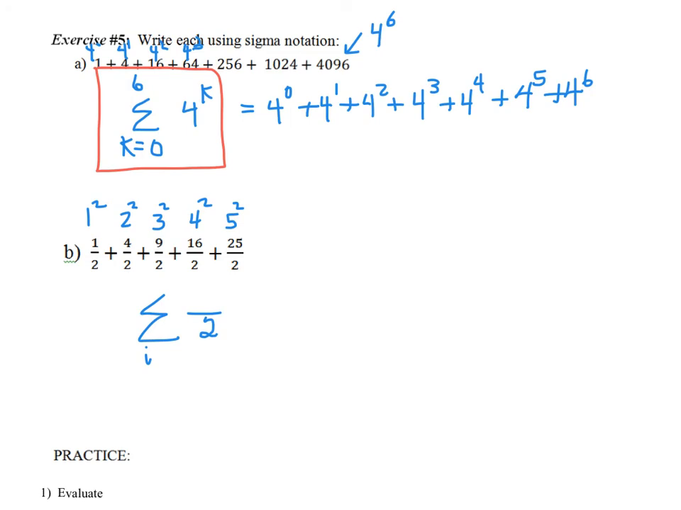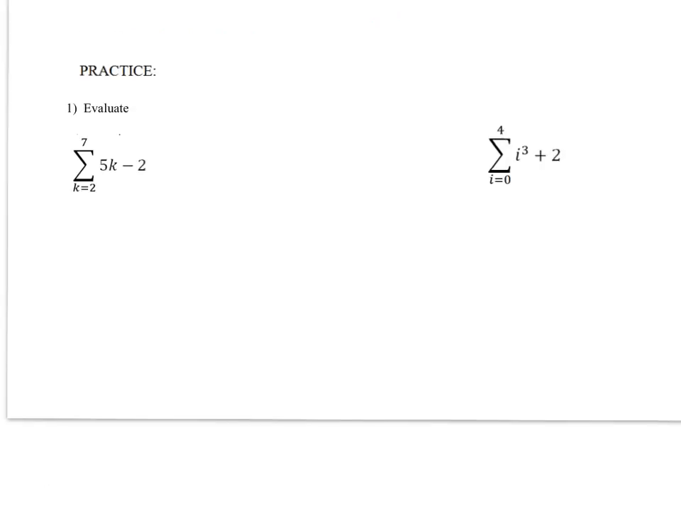So what's changing here is the term that's being squared. So I'm going to call that I. So I've got I squared over 2. I begins with the number 1 and keeps going to the number 5. So our sigma notation for this sum would be sigma from I equals 1 to 5 of I squared over 2.